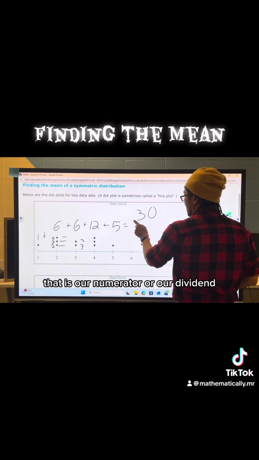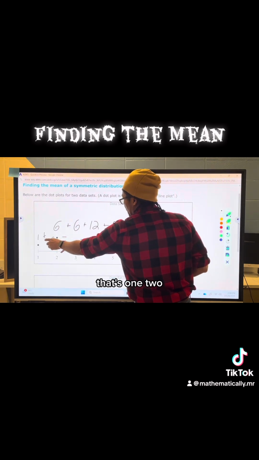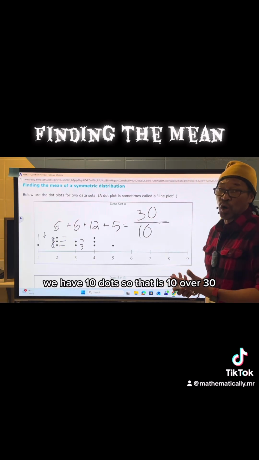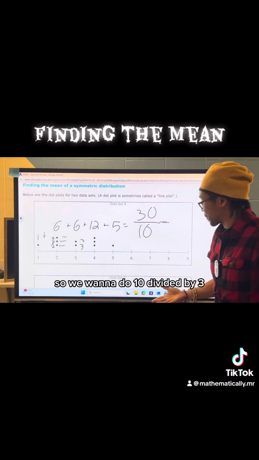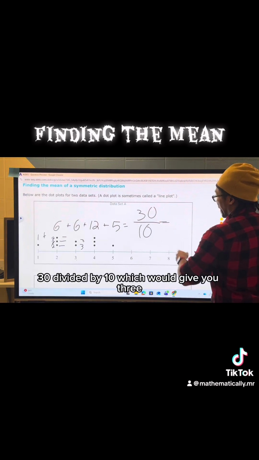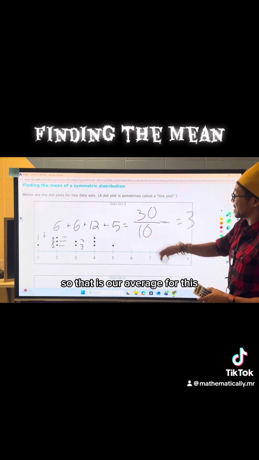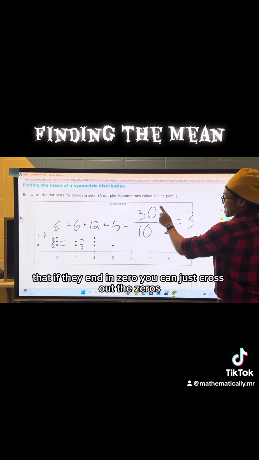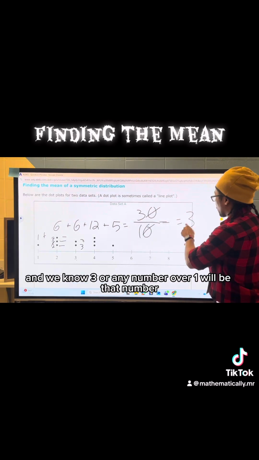That is our numerator or dividend. Remember earlier we counted the total number of dots, and we had 1, 2, 3, 4, 5, 6, 7, 8, 9, 10. We have 10 dots. So that is 30 over 10. There's a couple of ways we can do this. We want to do 30 divided by 10, which would give you 3. So that is our average for this symmetric distribution. Another way you could have done it, here's a little trick also: if they end in 0, you can just cross out the zeros, which would give you 3 over 1. And we know any number over 1 will be that number.